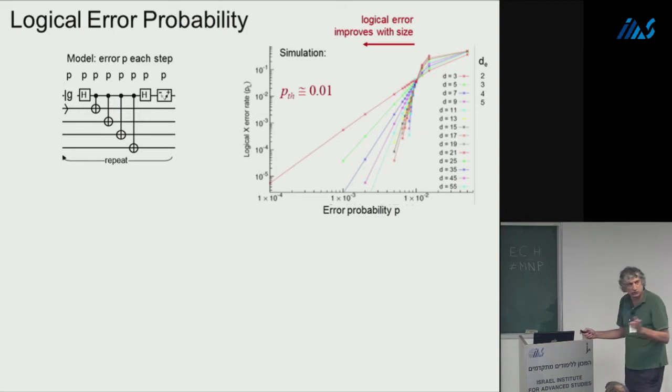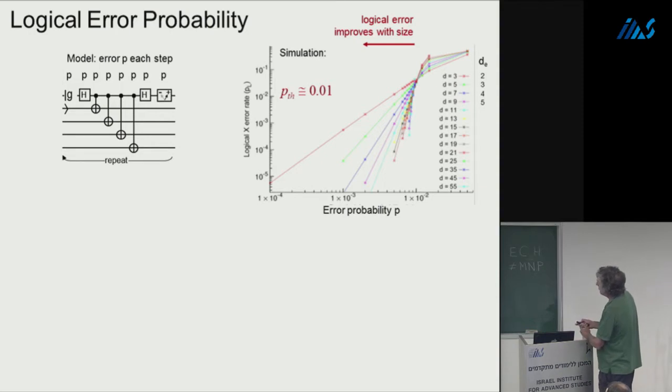Okay? Now this curve automatically shows you what the threshold is for this system. It's right here. It's about 1%. And basically it says as long as this probability P is below the threshold, you're getting smaller error rates as you make the dimension bigger.